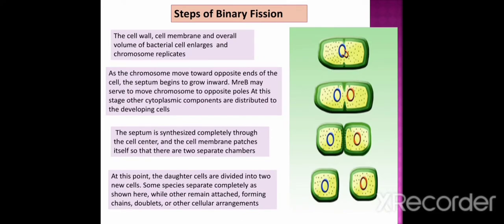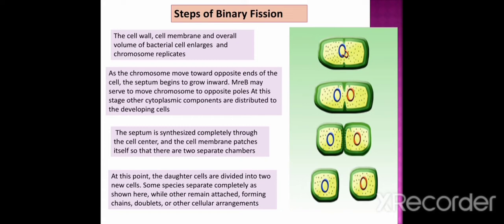The steps of binary fission are discussed here. The diagram of binary fission is also shown. First, the cell wall, cell membrane and the overall volume of the bacterial cell enlarge, and the chromosome replicates. As the chromosome moves toward the opposite ends of the cell, the septum begins to grow inward. The diagram is shown here.